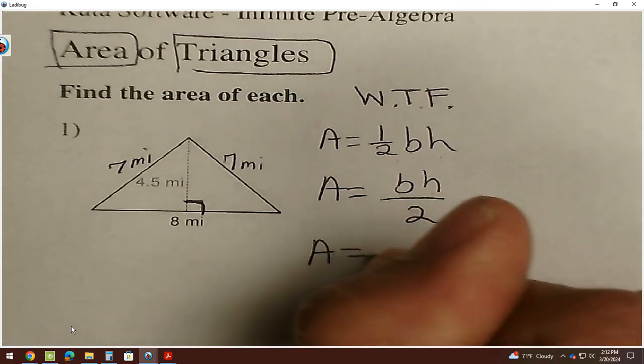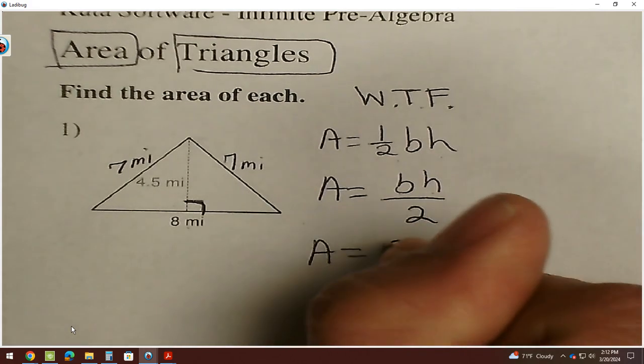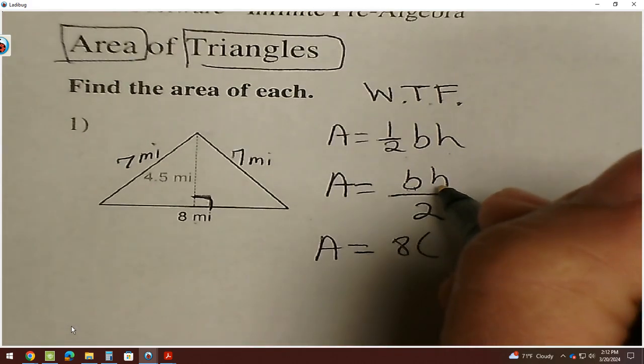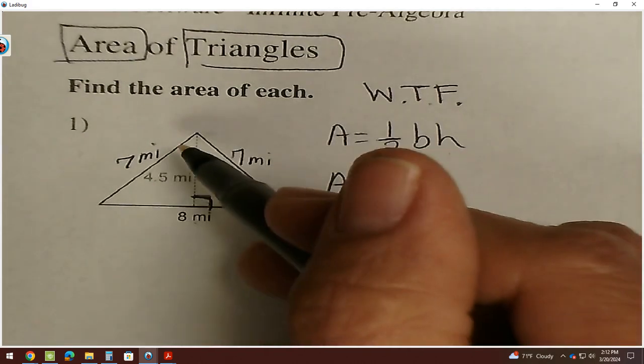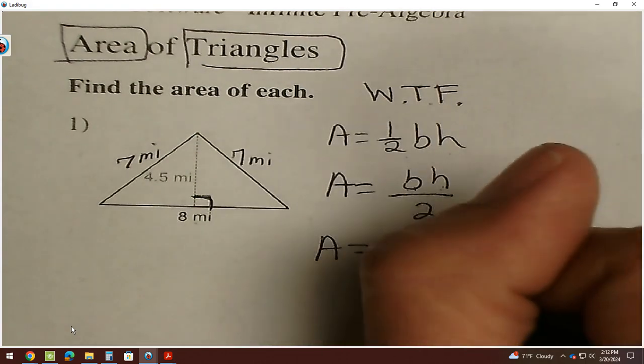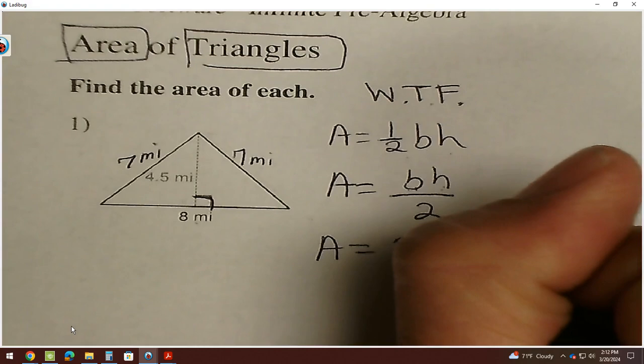So in this case, my base would be 8. So I'm going to put the 8. That B became 8 because that's my base. And the H, which means height, would be this dotted line, that's how high the triangle is. So the height of this triangle is 4.5.